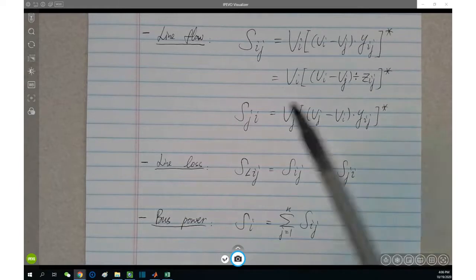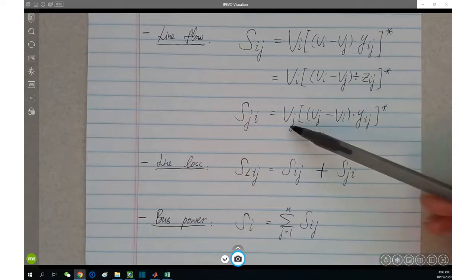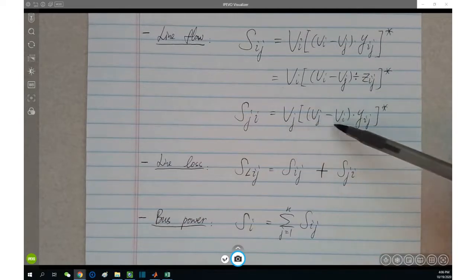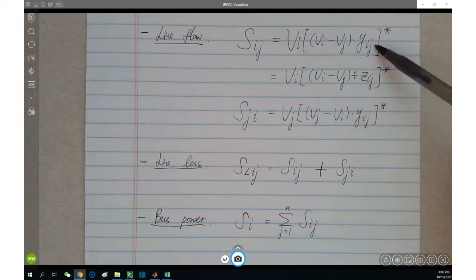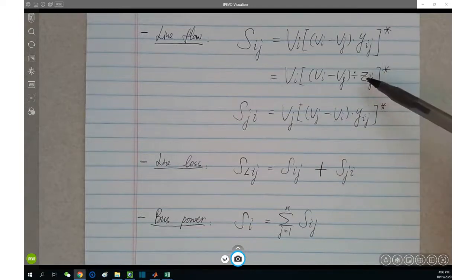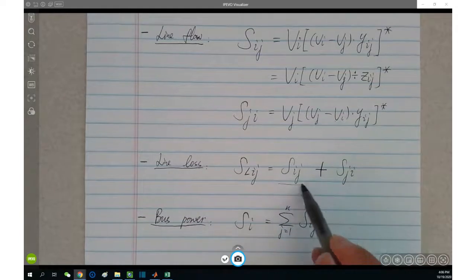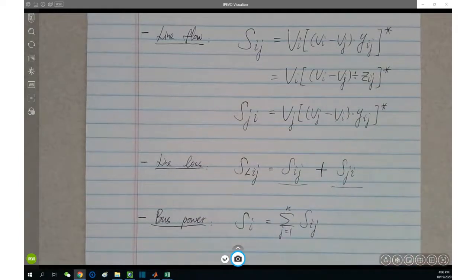The other way around, from bus J towards bus I along the same line, equals Vj times the current from J towards I, so Vj minus Vi, once again times the exactly same admittance, or divided by the exactly same impedance. This is how you get the current. Line loss is very easy. You sum up the 2 line flows along the same line, Sij plus Sji.